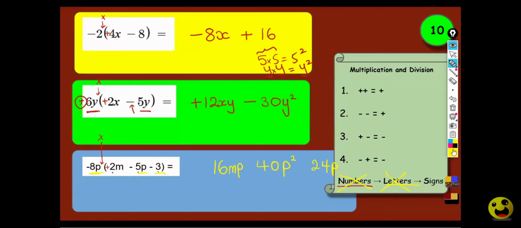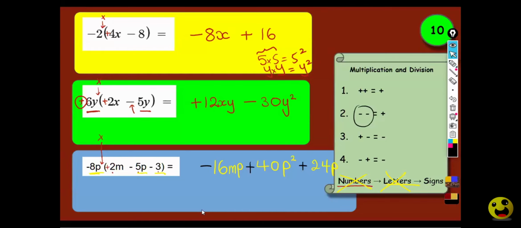Next on the list is the signs, right? The 8 is a minus, the 2 is a positive. According to the chart, a minus and a positive is a minus. When you are multiplying the 8 and the 5, the 8 is a minus, the 5 is a minus. When you multiply 2 minuses, you get a positive. And the same thing for the 8 and the 3. The 8 is a minus, the 3 is a minus. Multiply 2 minuses, bam, positive.